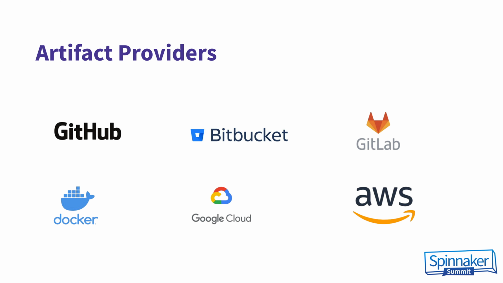What are the different artifact providers? Lots of them. It can come from GitHub, Bitbucket, it could be a Helm chart, GitLab, it can come from Maven, Docker, Google Cloud, it could be an HTTP resource, it could be an S3 resource. So lots of providers available for artifacts. And how do you configure them? Using the hal config artifact command.